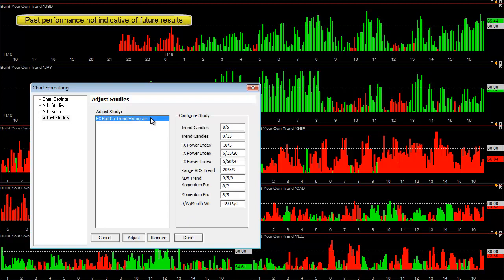Some of our tools measure direction, some of them measure the intensity of the direction, and I've recently added the daily, weekly, monthly trend. And you can adjust the weights. The weights are always the first number here, and they're 100% of the number here for the daily, weekly, monthly. So the monthly has 4% weight, weekly 13%, and the daily 18%.